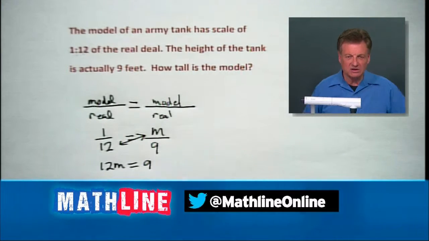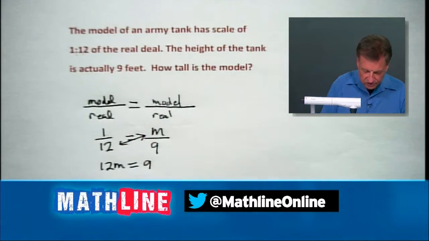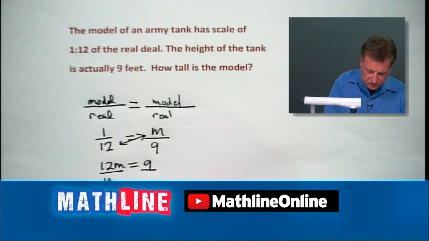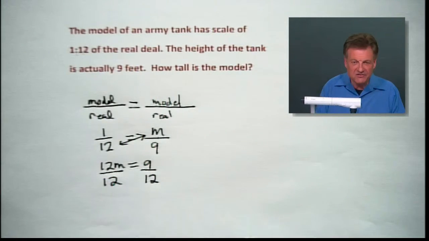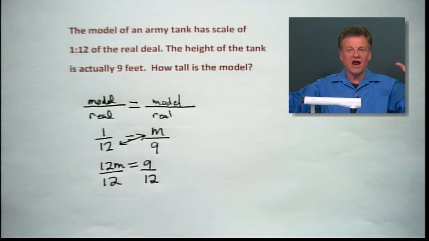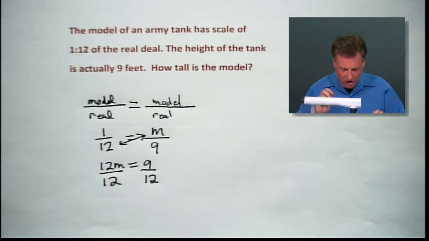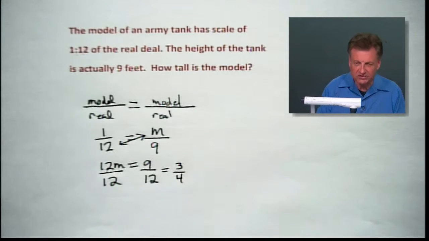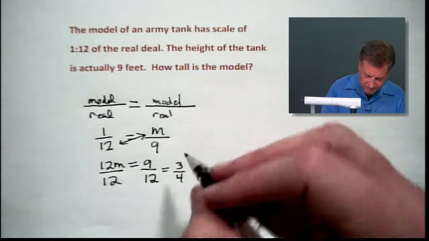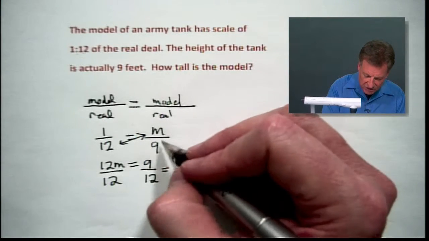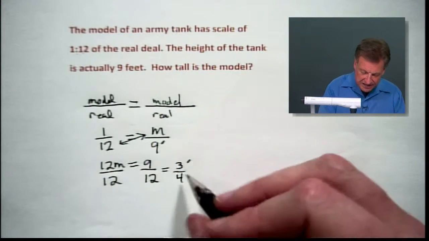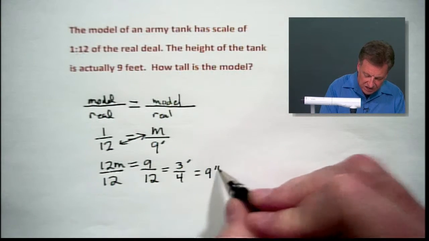Now, some of you go like, well, Ernie, what do we do now? We do what we've been doing all along. We divide both sides by 12. So put that through there, and we get a fraction. That's okay. We can handle fractions. Why don't we reduce that while we're at it? Because that's going to give us 3/4. You say, what's 3/4, Ernie? 3/4 of a what? Of a foot. Because this was 9 feet, so we're talking about feet. And guess what? That's going to give us 9 inches.